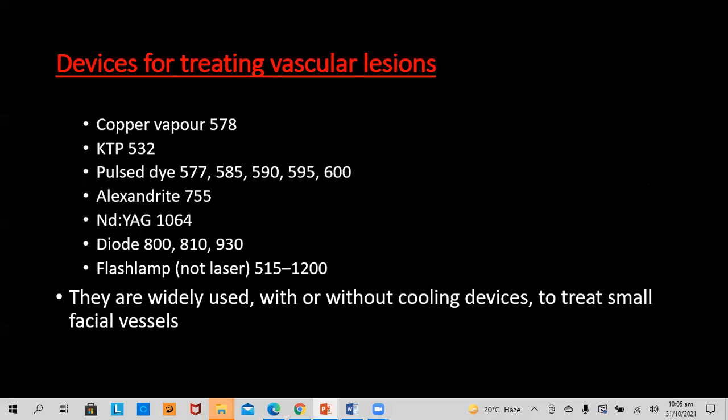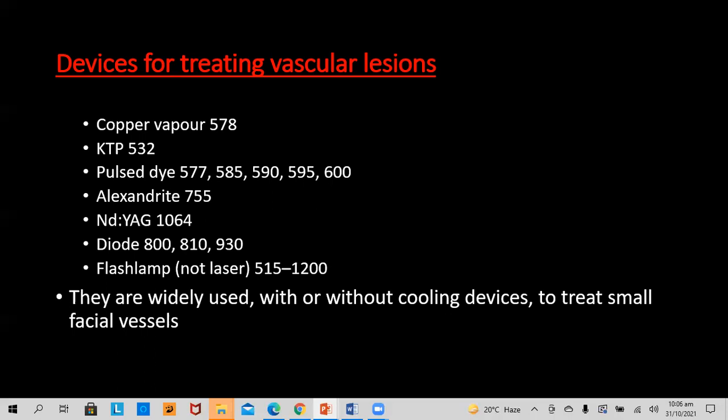These are the other devices which are used to treat the vascular lesions. Copper vapor 578, KTP 532, pulse dye laser that operates at various wavelengths, which is 577, 585, 590, 595 is the most common, and 600. Alexandrite will always operate at the wavelength of 755 and ND-YAG at wavelength of 1064. Then diode lasers are also used to treat the vascular lesions, and various wavelengths like 800, 810, 930, and even 980 nanometer is used.